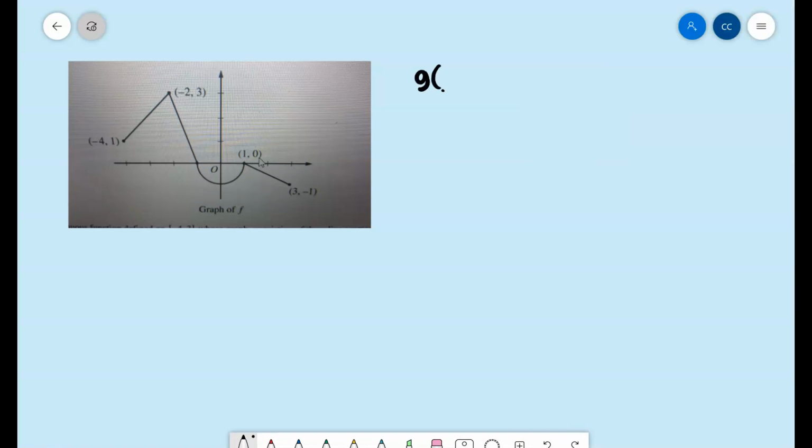So we are told that g of x is equal to the integral from 1 to x of f of t dt. So essentially this is a fundamental theorem of calculus problem. It's testing your knowledge of what the integral of a graph represents. Well, what that means is that this is really the graph of g prime.